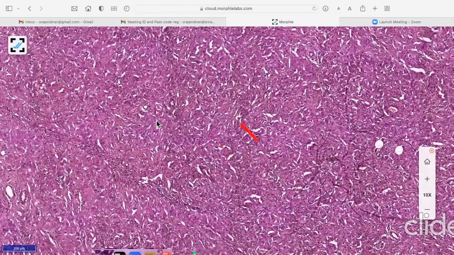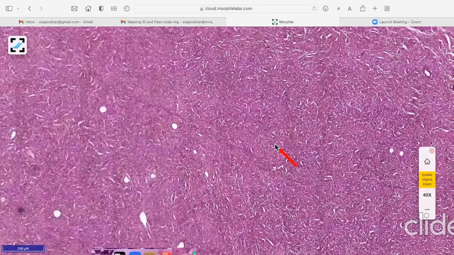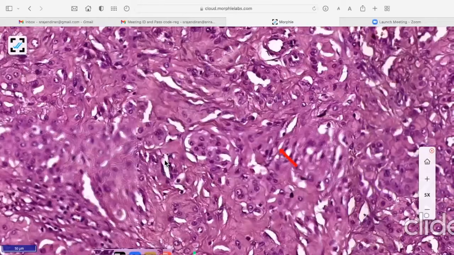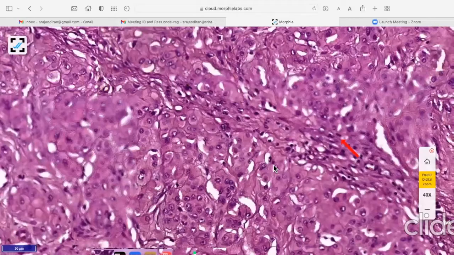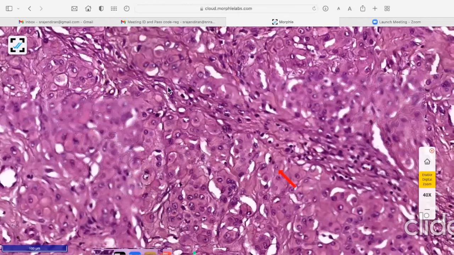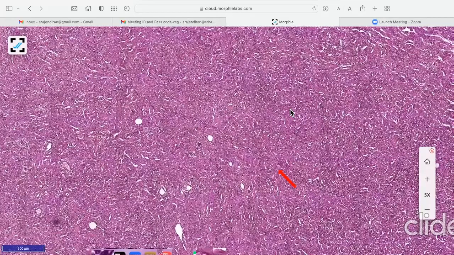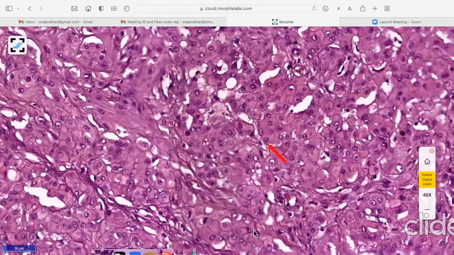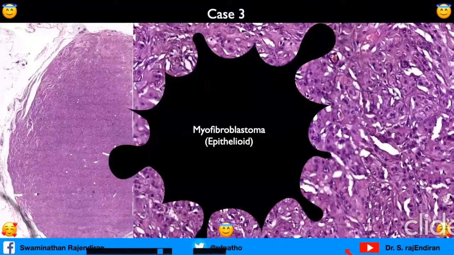Whenever you don't see stroma behind the tumor cells, think of a stromal tumor. Here, in the high power, they look like epithelioid cells. Can it be carcinoma or an epithelioid stromal tumor? If it is carcinoma, you should be having some background stroma. Here, there's no background stroma. So I will go for an epithelioid stromal tumor. So this is the picture, and this is myofibroblastoma, epithelioid type.